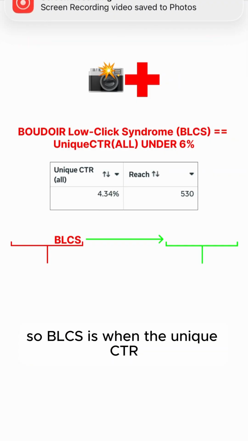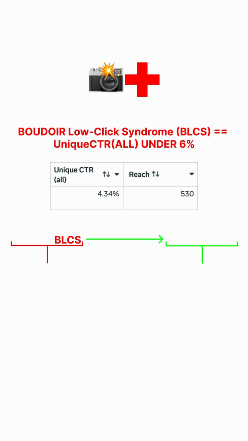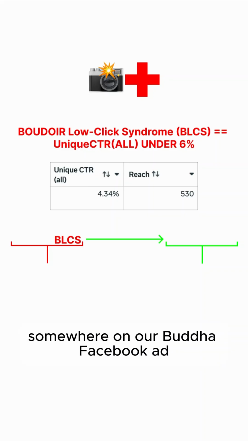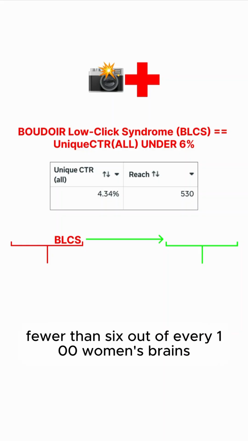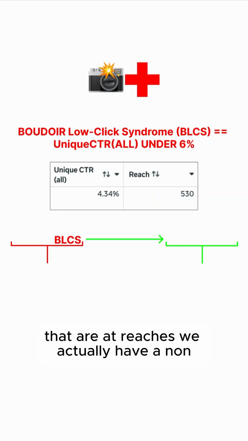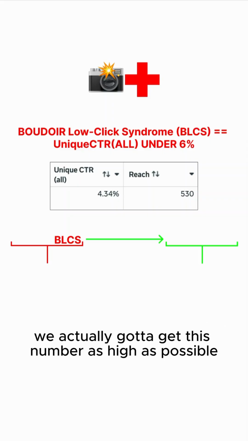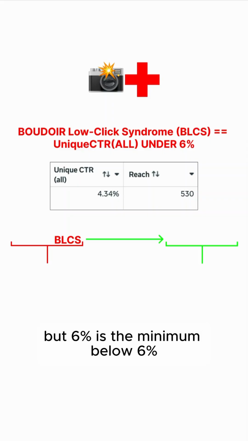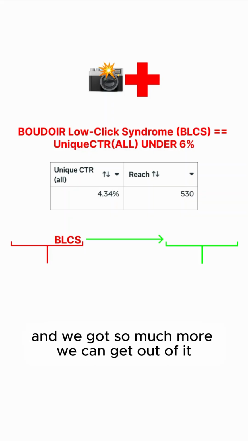So BLCS is when the unique CTR of our boudoir Facebook ad is under 6%. That means fewer than 6 out of 100 women are clicking somewhere on our boudoir Facebook ad, which means our ad is entering fewer than 6 out of every 100 women's brains, which means for fewer than 6 out of every 100 women that our ad reaches, we actually have a non-zero chance of them buying from us. So we've got to get this number as high as possible, but 6% is the minimum. Below 6%, we've got a real problem, and so much more we can get out of it.